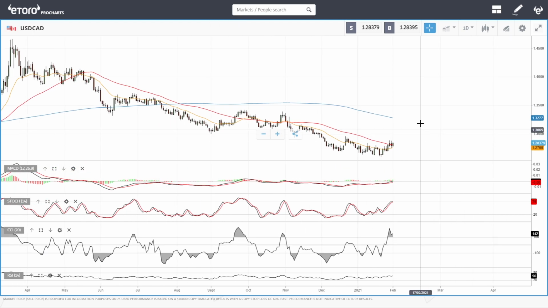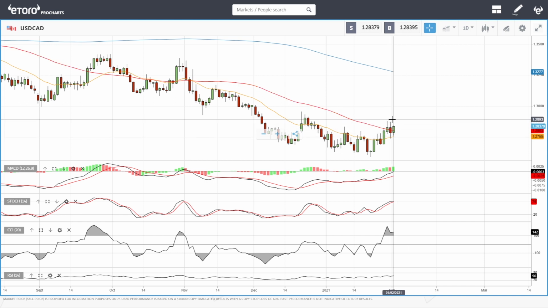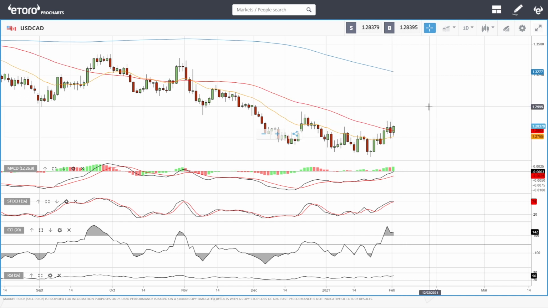So also here, we have rallied above the 50 moving average. We are actually trading above the 50 moving average right now. And if we get another candlestick here tomorrow and take out these previous highs here, that could mean that we'll go up towards 1.3. So 1.3000, that is very likely that we'll go there.